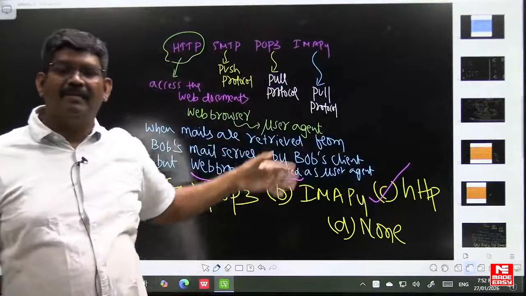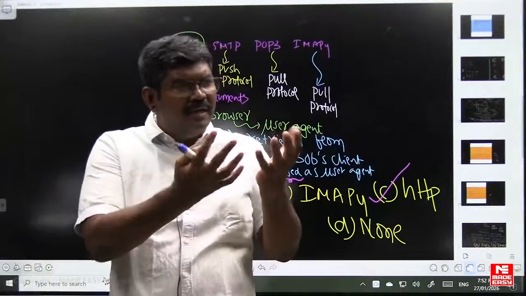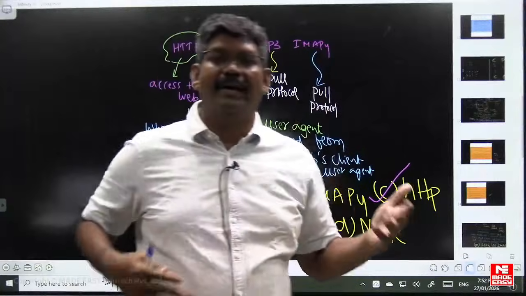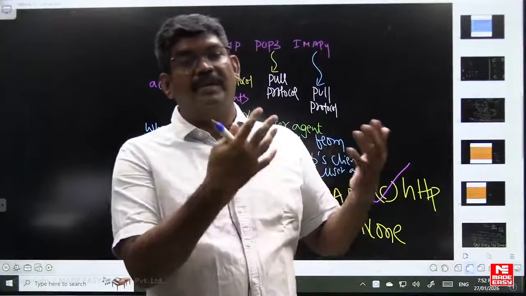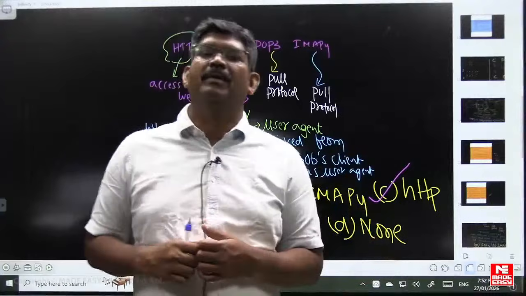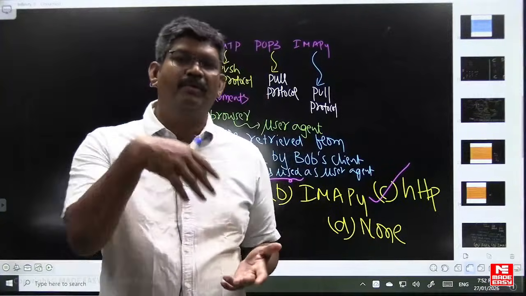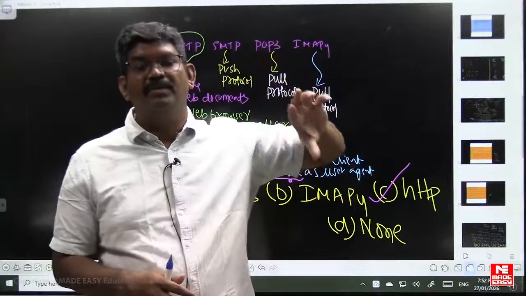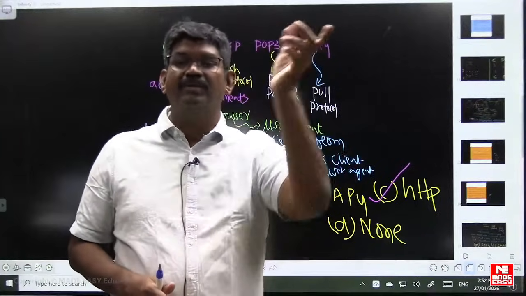So from whatever I have explained, you understand that for retrieving the mail, POP3 is used, or for retrieving the mail across sessions, we can use IMAP4. So obviously the answer should be POP3 or IMAP4, you may think and you may put, but unnecessarily you lose the marks, because here the browser is used as the user agent. Web browser is the user agent.